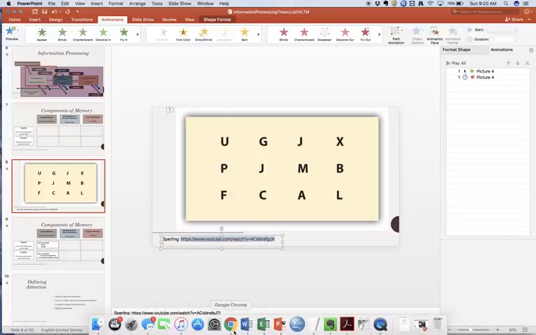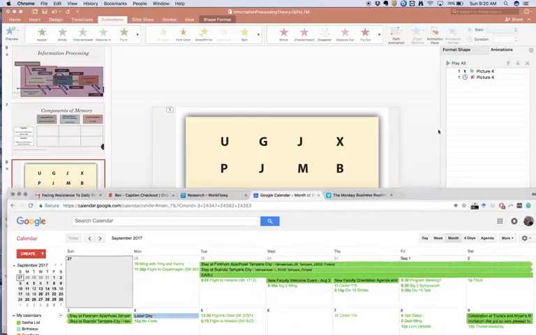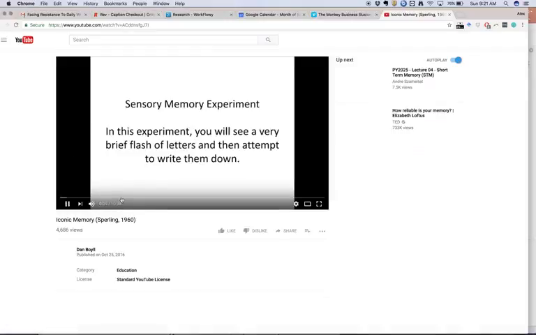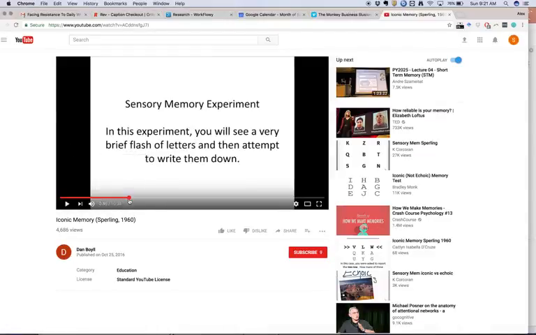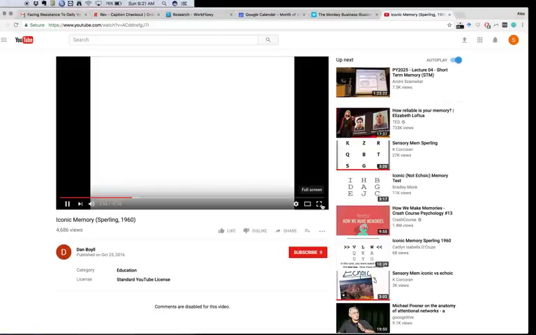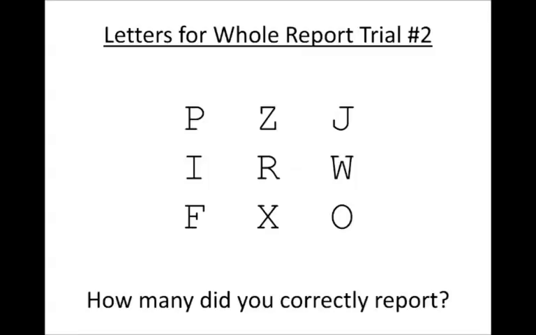It was basically a study that flashed letters, just like I showed you guys, and based on the letters that participants were able to remember, you were able to think about the duration of sensory memory. Let me show you a couple of examples here. It'll go to the next trial in a second.